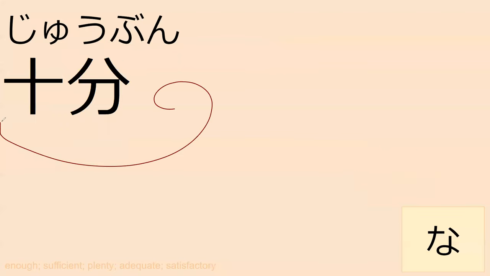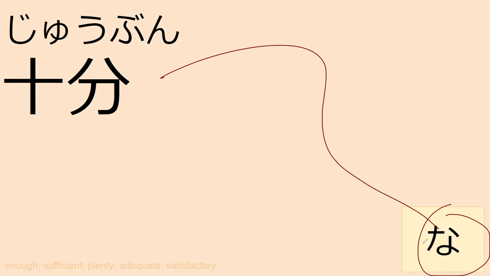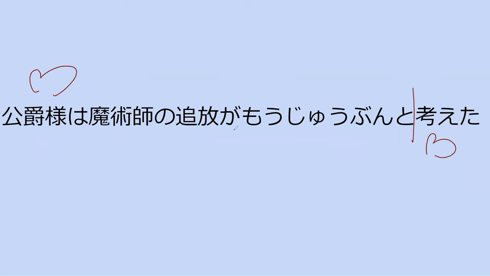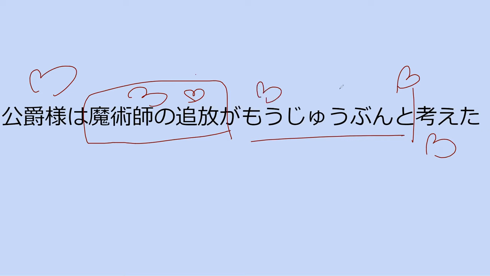Can you read this word for me? Juubun. Juubun has two meanings. One of the meanings is enough and sufficient, which is what it means as a na adjective. So, juubun na. Okay, let's go read the sentence. Houshaku-sama wa majutsushi no tsuihou ga mou juubun to kangaeta. Right. The Duchess thought that the exile of the magician is already sufficient. Perfect.